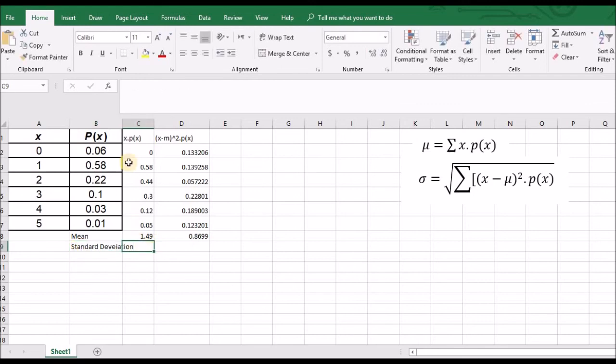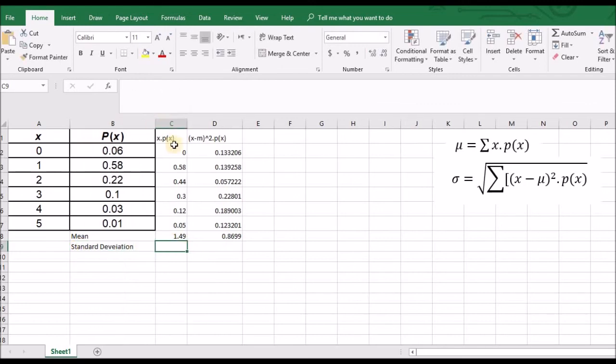So to calculate the standard deviation, I'm going to take the square root of the amount that I had here. So that is equal to the square root of this number right there. And your standard deviation is going to be this number right here. Feel free to round it or to leave it like this. I would prefer that you round it to 4 decimal places.